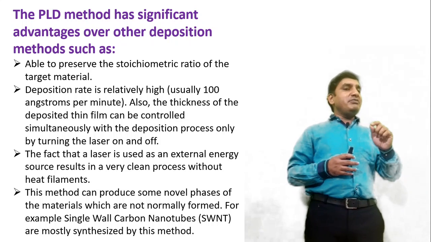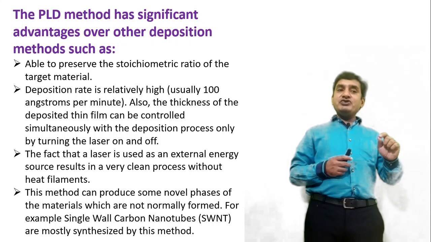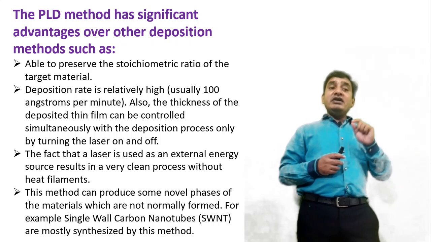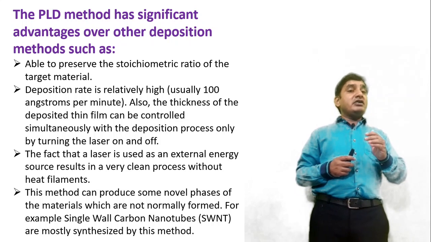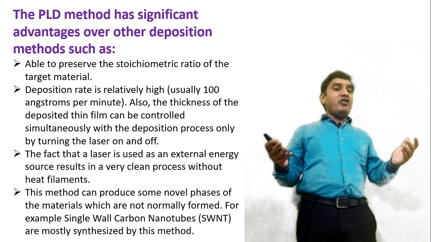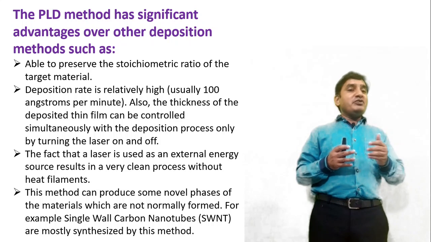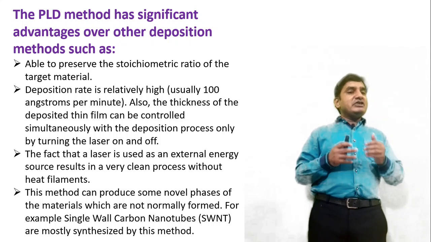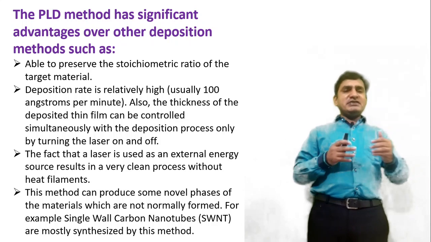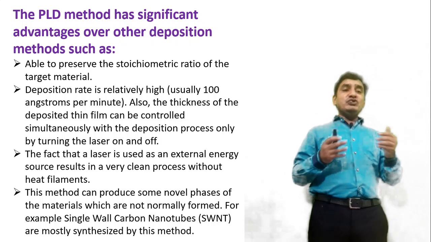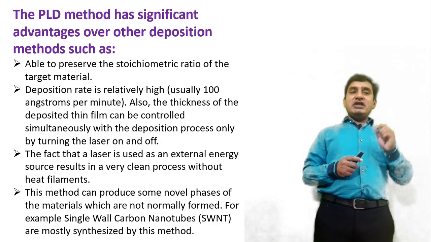So this method preserves the stoichiometric ratio, and the deposition rate is very high. The thickness of the thin film can be controlled by turning the laser on and off. Here in this process we use a laser, so this is a clean process. And this method is used to produce single wall carbon nanotubes.